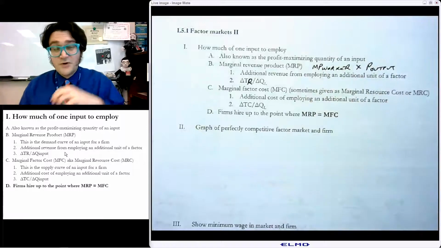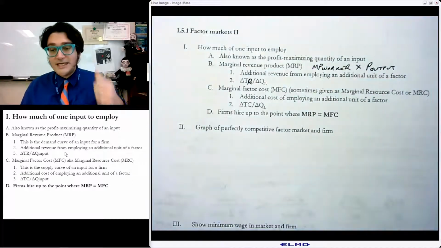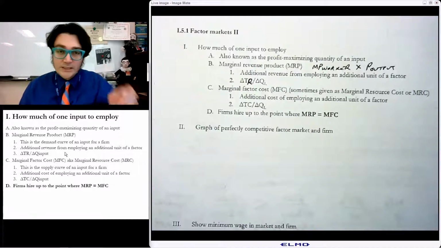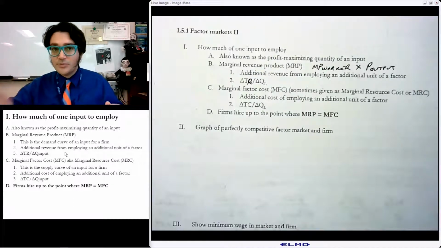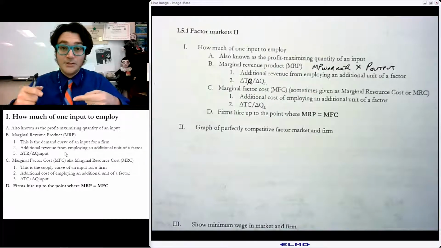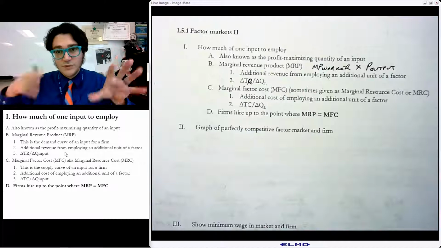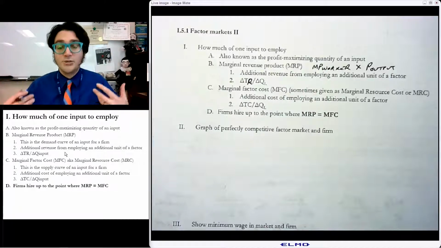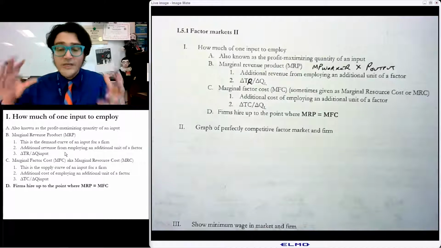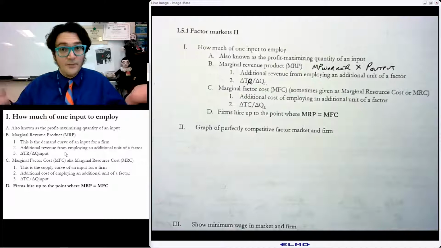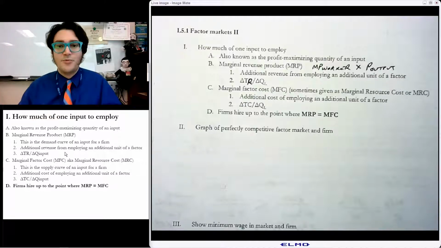So if you're a hamburger flipper at Mickey D's and you can flip 10 hamburgers an hour, right? That's your marginal product times the $3 that those hamburgers generate for the company, then your marginal revenue product is $30, because it's the 10 that you produce times what they sell for. So it's the additional revenue that the company gets from employing an additional unit of a factor. In a real sense, it's the actual demand curve for an input for a firm. Like the firm's demand for workers is based on their marginal revenue product.